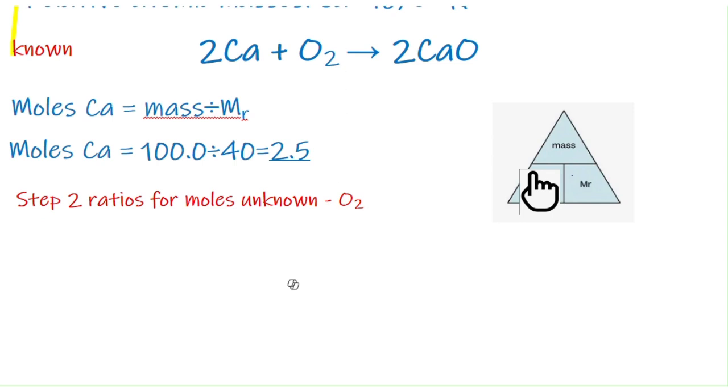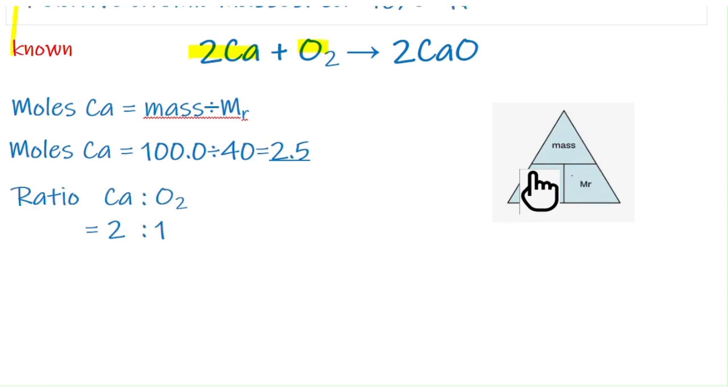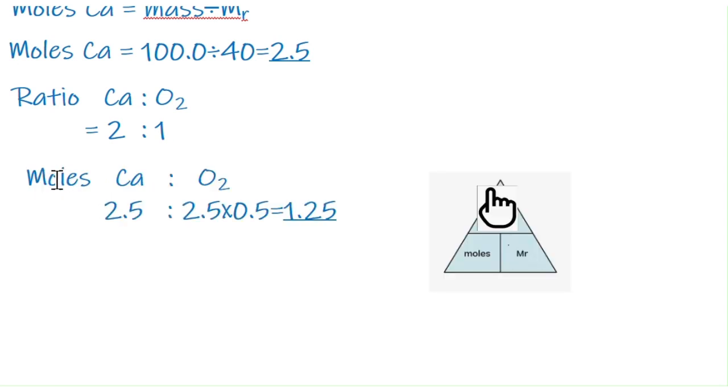So step 2, we need the ratios for the moles to work out the moles of the oxygen. The ratios are in the equation, and if you look at the top there, the ratio of calcium to oxygen is 2 to 1. So for every 2 moles of calcium, there's 1 mole of oxygen. Right, so that moves us on to step 3, the moles of the unknown, oxygen, which we convert into the mass of oxygen.